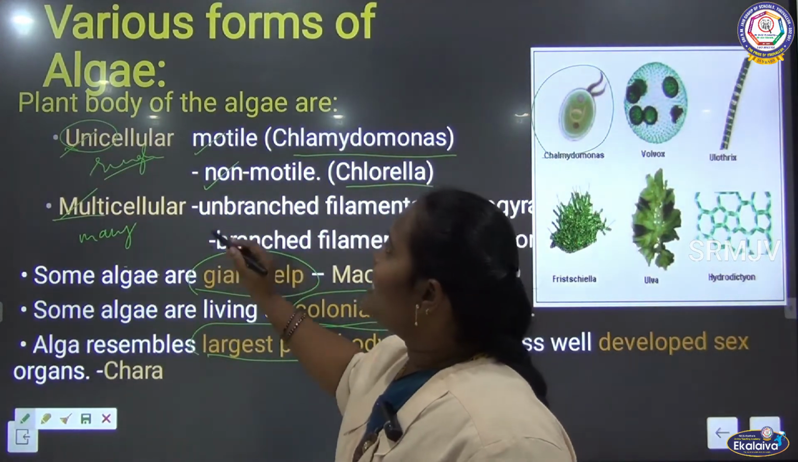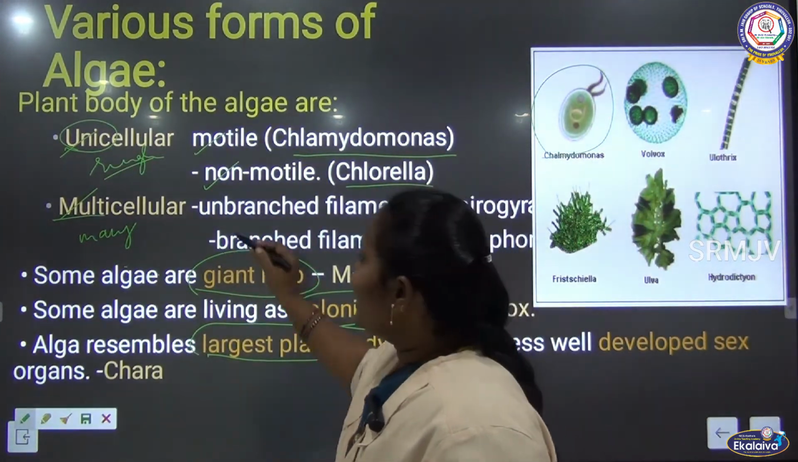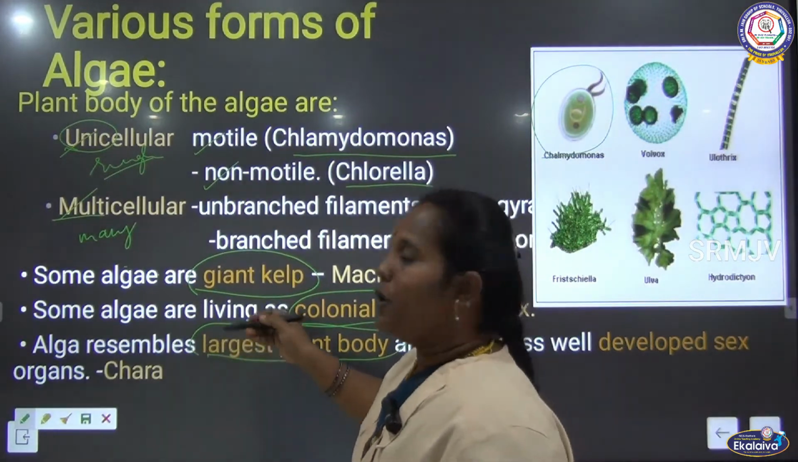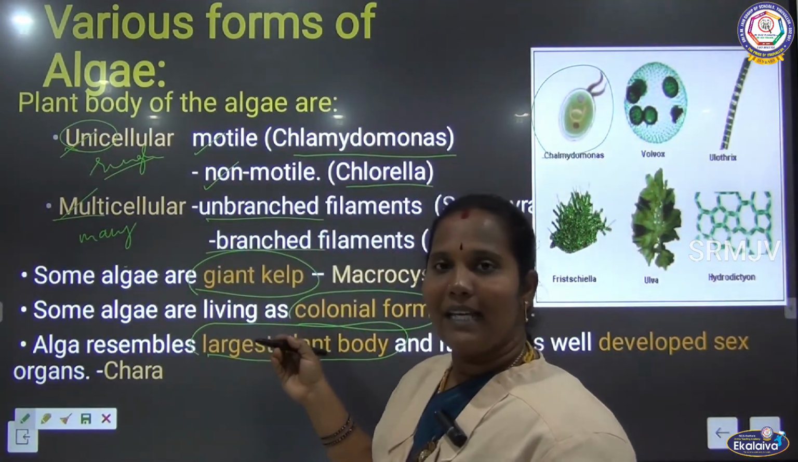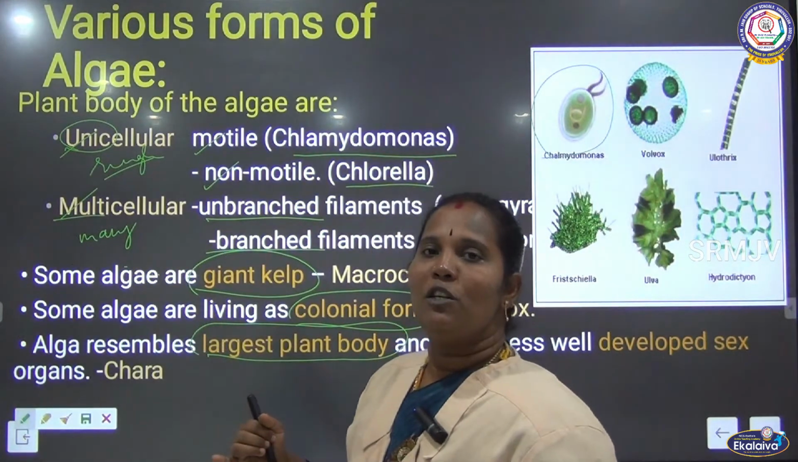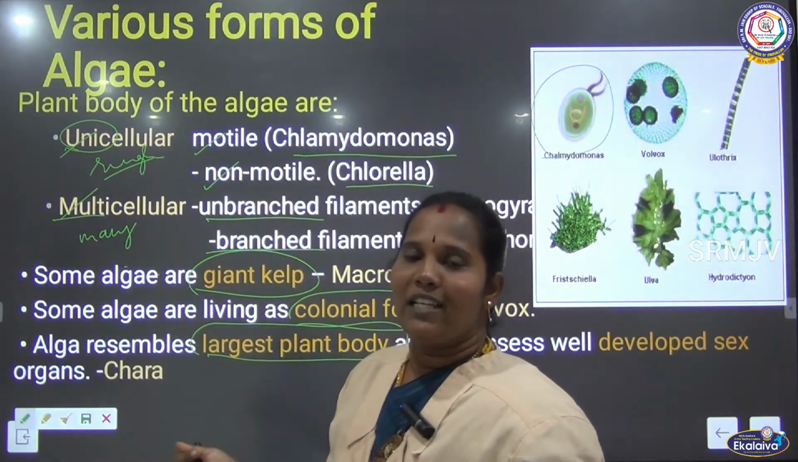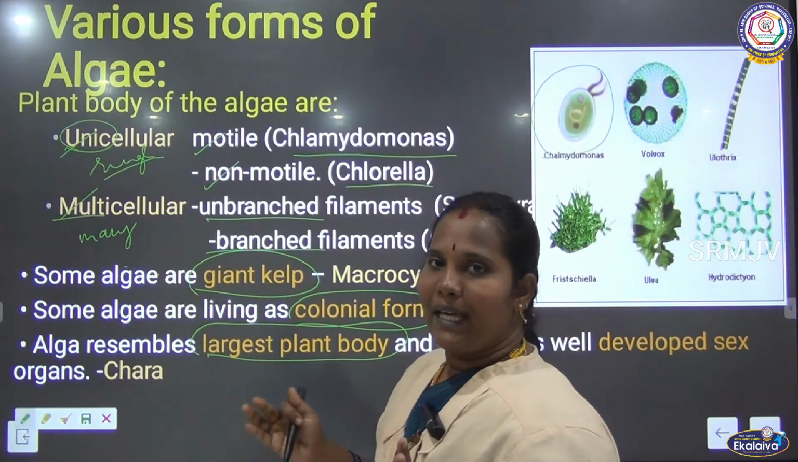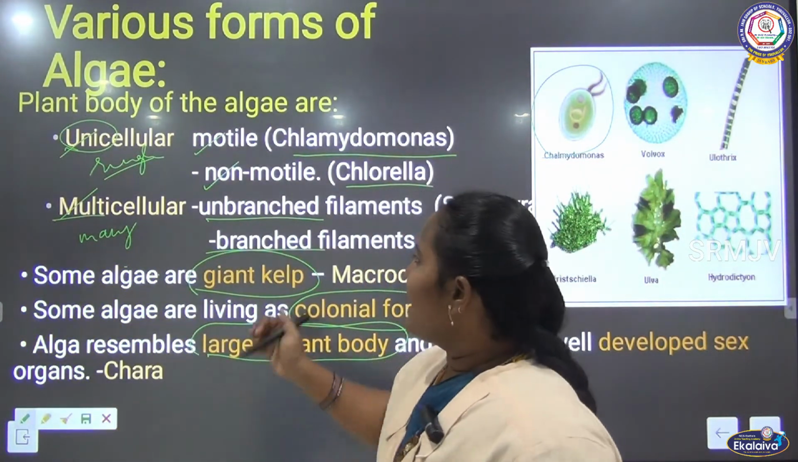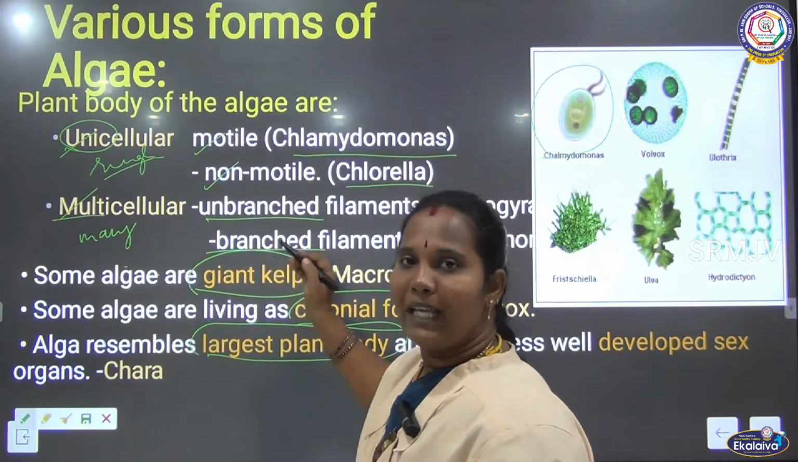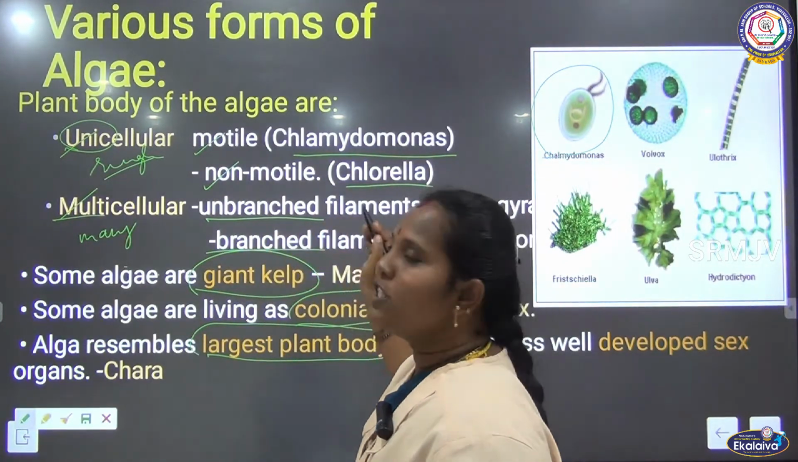The multicellular algae we can also divide into unbranched and branched. The multicellular algae can be unbranched. Unbranched means it has no branches on its body, like a plant. They didn't have branches on their body, so that is called unbranched filaments.